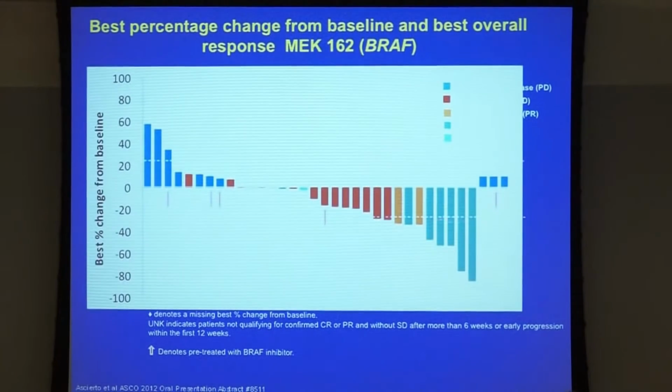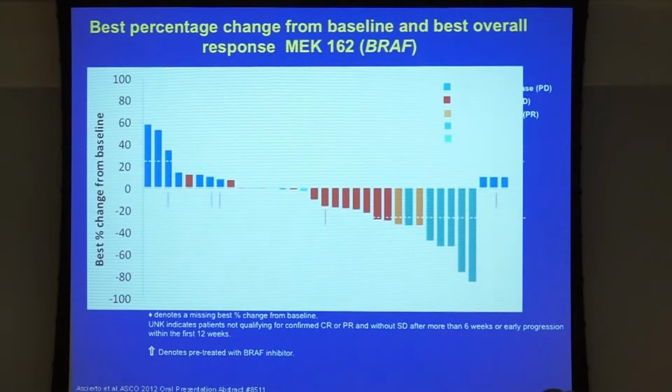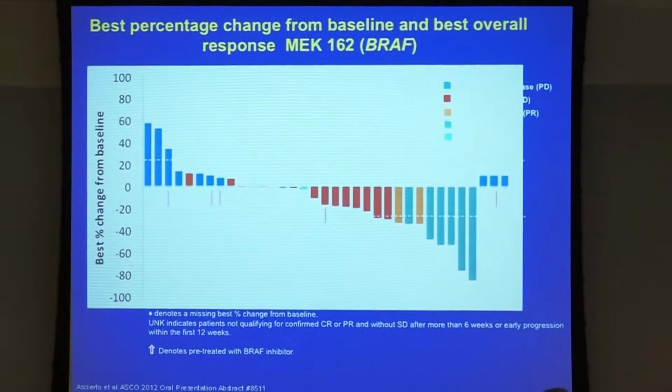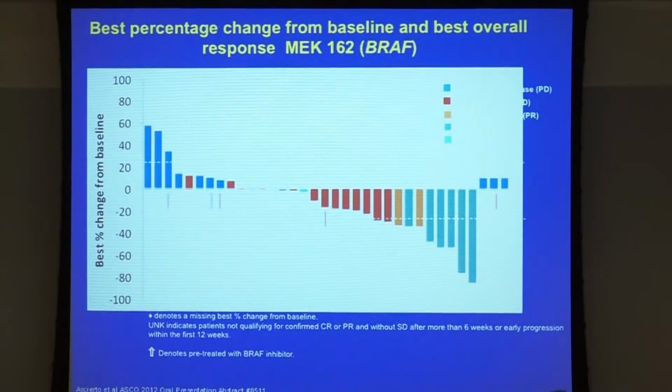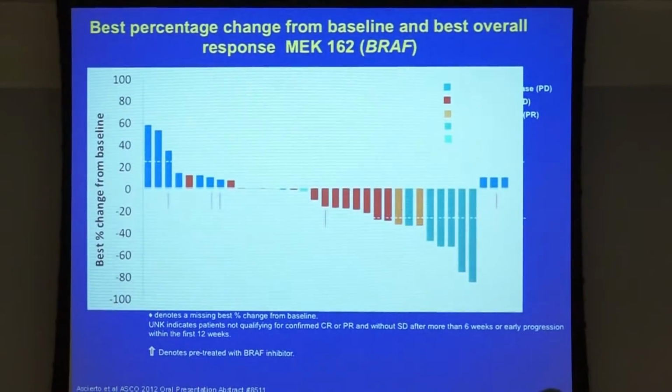About a third of the patients had enough tumor shrinkage. The dotted line is the 30% shrinkage, which is by definition what we call the partial response by RECIST criteria. And similar data are available for the trametinib.